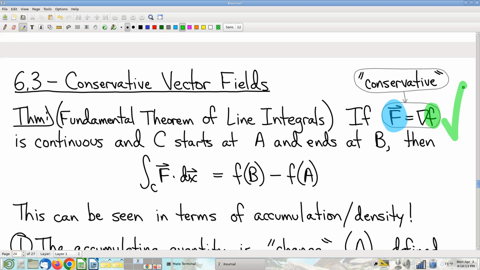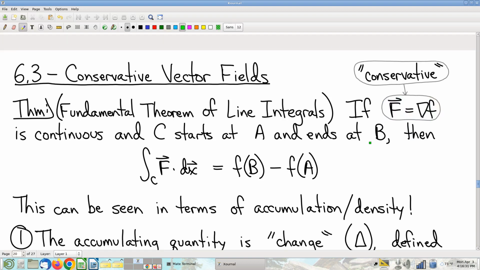Yeah, go ahead. Little f is the anti-gradient. That's right. And big F here is the gradient. So little f is the anti-gradient of big F. Big F is the gradient of little f.